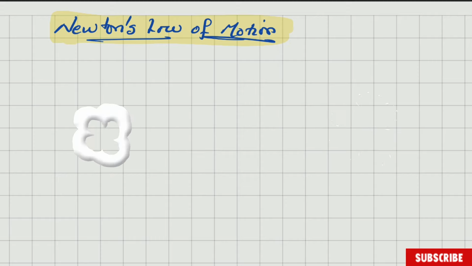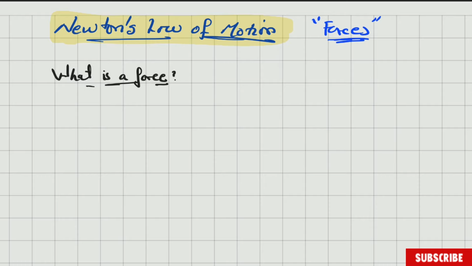Today we're going to start with Newton's laws of motion, and in this first lesson we are going to focus on forces. To begin with Newton's laws, we're not going to do any of the laws, but we're starting with forces. And to start, we're going to answer the question, what is a force?